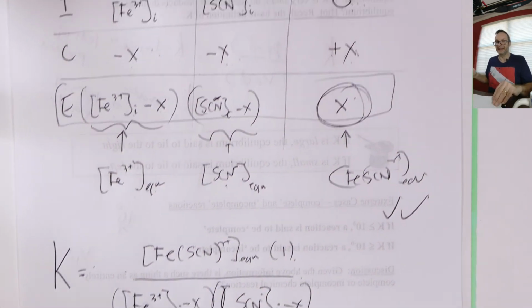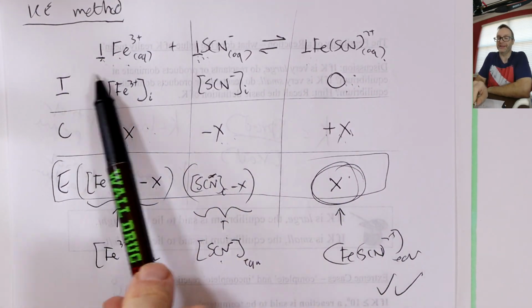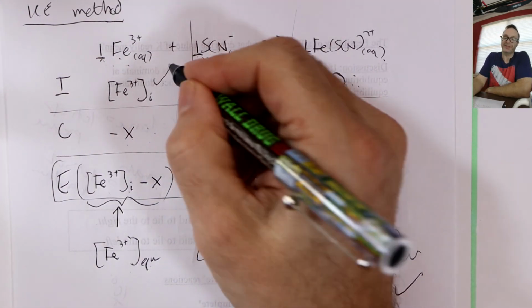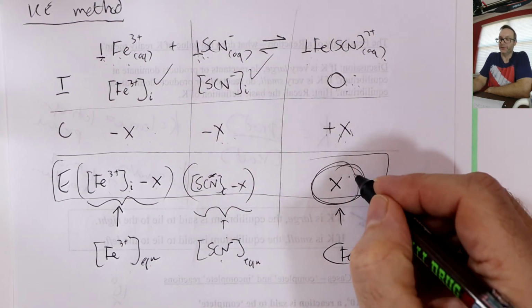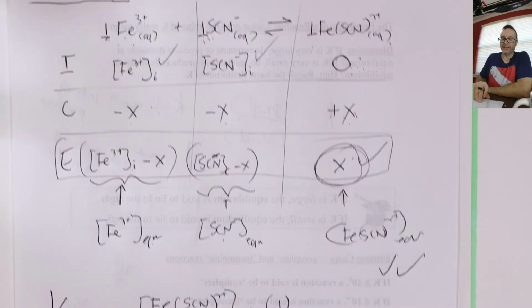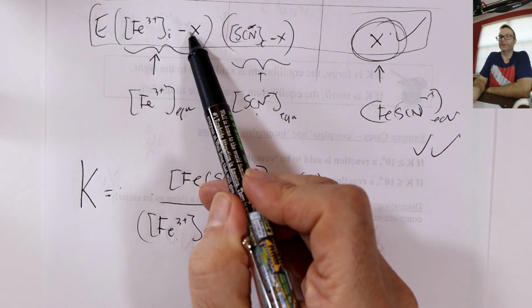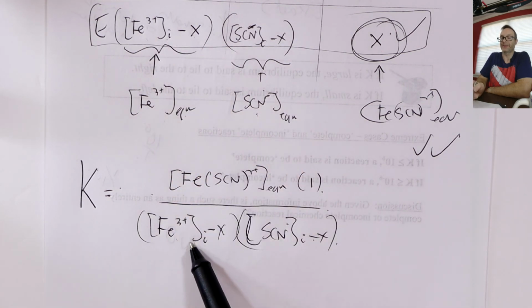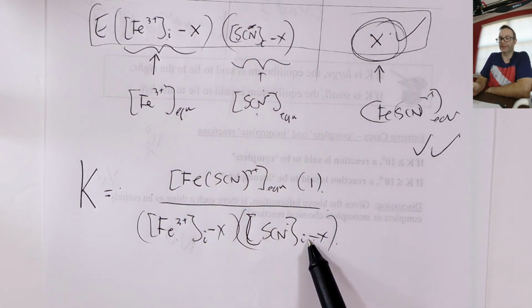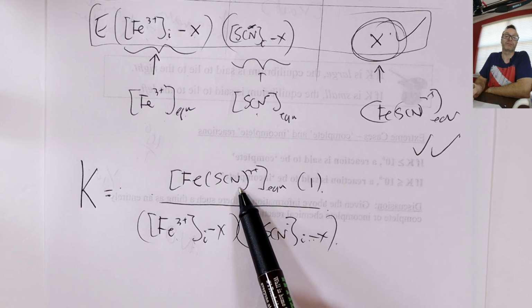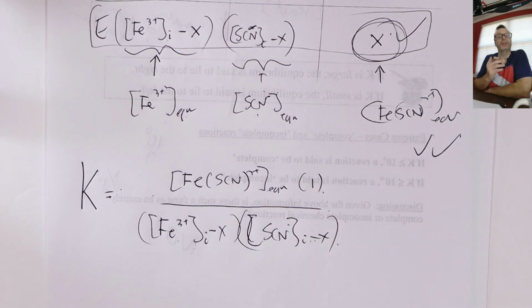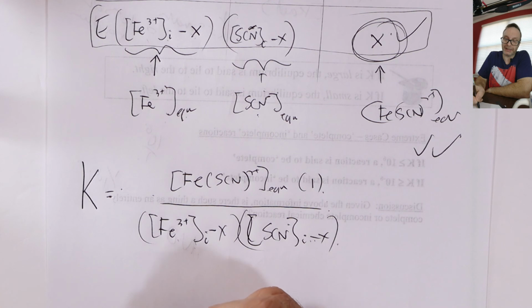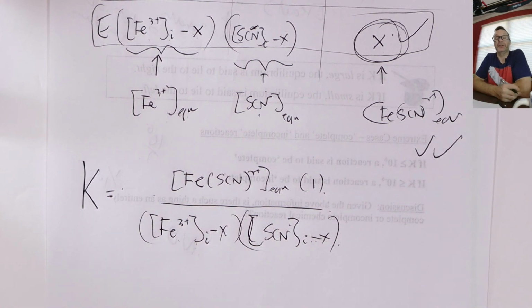And then there it is. So we do our ICE method. We know what this is because we set it up. We know what this is from our experiment. Therefore, we know this guy, and we know this one from the previous absorption. Okay, so you can find the value of K, take an average, and you're good to go.